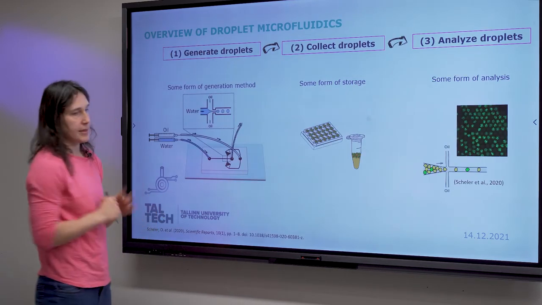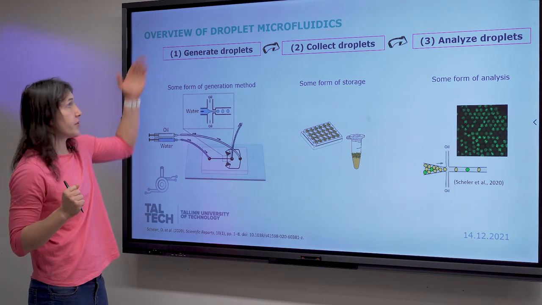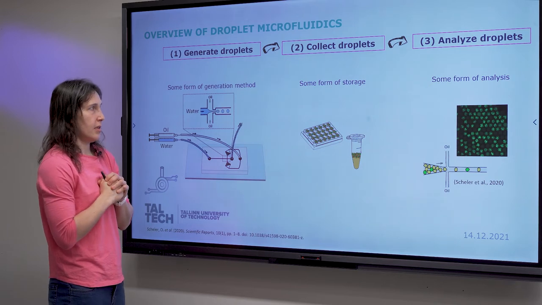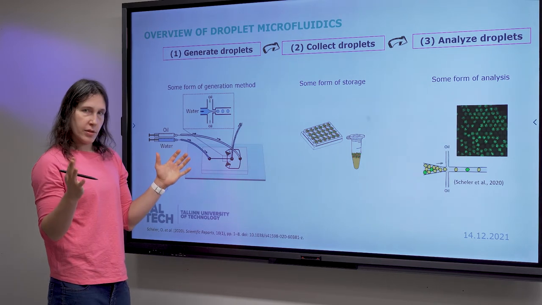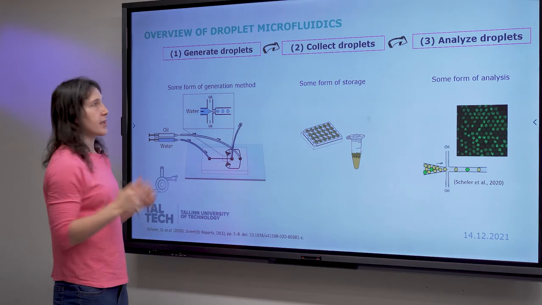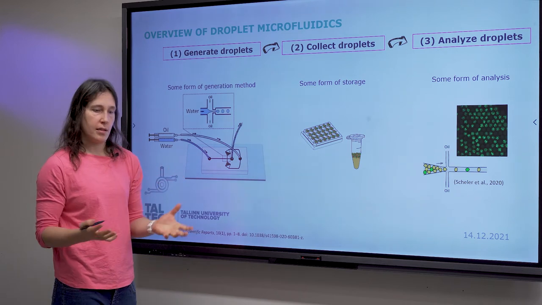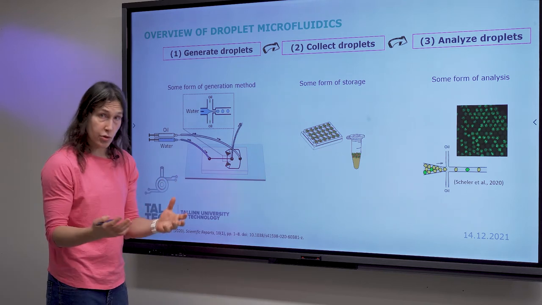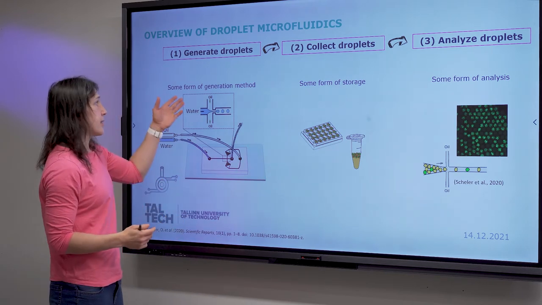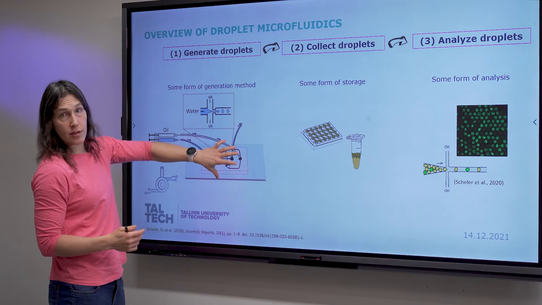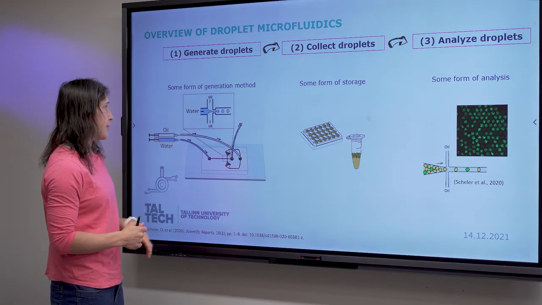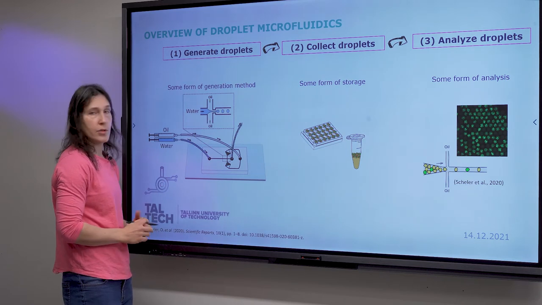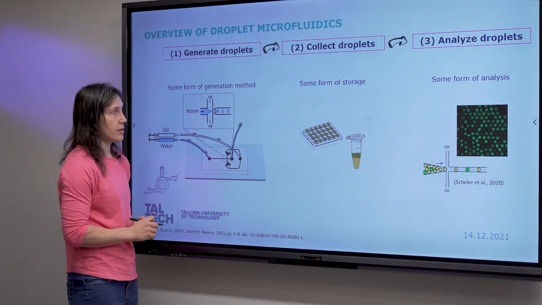All right, but let's now look at the overview of droplet microfluidics. Generally speaking, you always have three different things that are included. And that is the actual droplet generation. For example, here we have a chip and we have water and oil that we make droplets with.